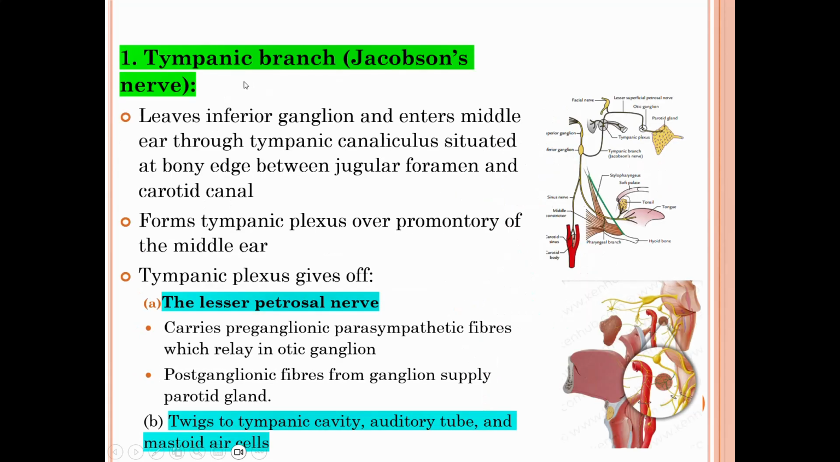So the tympanic branch or Jacobson nerve, you can see here this is the tympanic branch. It is leaving the inferior ganglion and entering the middle ear through the tympanic canaliculus, situated at the bony edge between the jugular foramen and the carotid canal. It forms the tympanic plexus over the promontory of the middle ear. The tympanic plexus gives the lesser petrosal nerve which is carrying preganglionic parasympathetic fibers which relay in the otic ganglion, and postganglionic fibers will reach the parotid gland. Also it gives twigs to the tympanic cavity, auditory tube and the mastoid air cells.